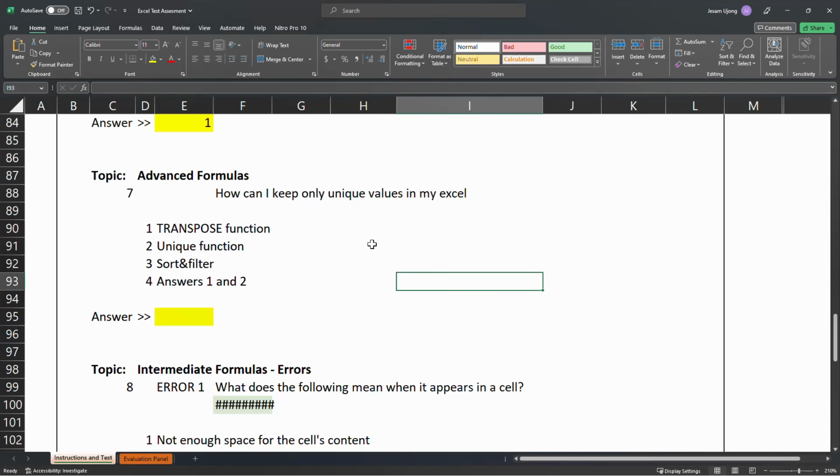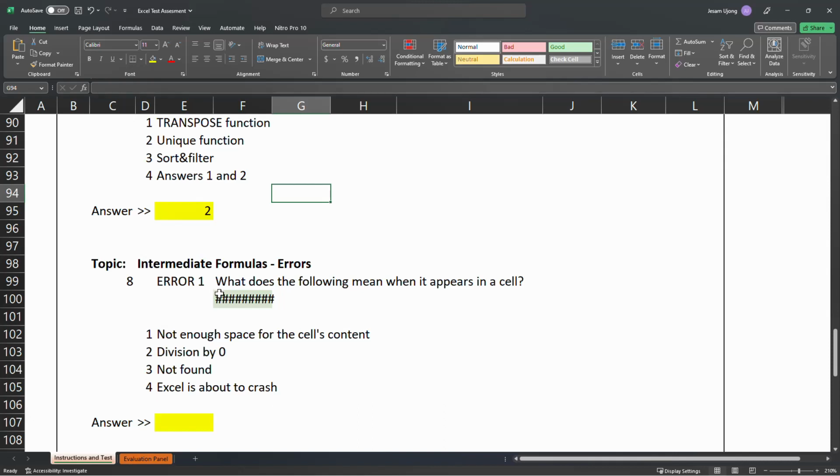Any other person? Okay, two unique functions. I would take that, because she said it's unique functions too. Okay, we shall see. Oh, well done. Good, good, good.